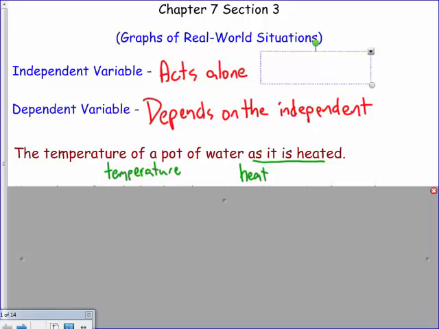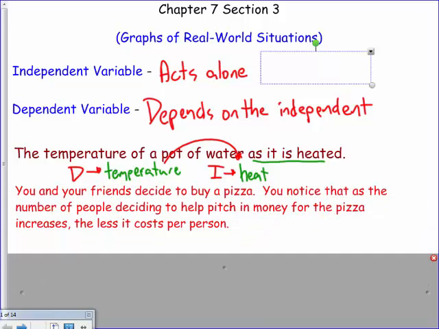Now I have to decide, does the temperature depend on the heat, or does the heat depend on the temperature? Well, I would think that the temperature would increase as it gets heated, so the temperature depends on the heat. So the temperature would be the dependent, whereas the heat would be the independent. The heat isn't affected by anything, it acts alone, whereas the temperature depends on the heat, right? The less it's heated, the lower the temperature, the more it's heated, the higher the temperature. So you have to decide which one depends on the other. Sometimes it's hard to see which variables you're using as well.